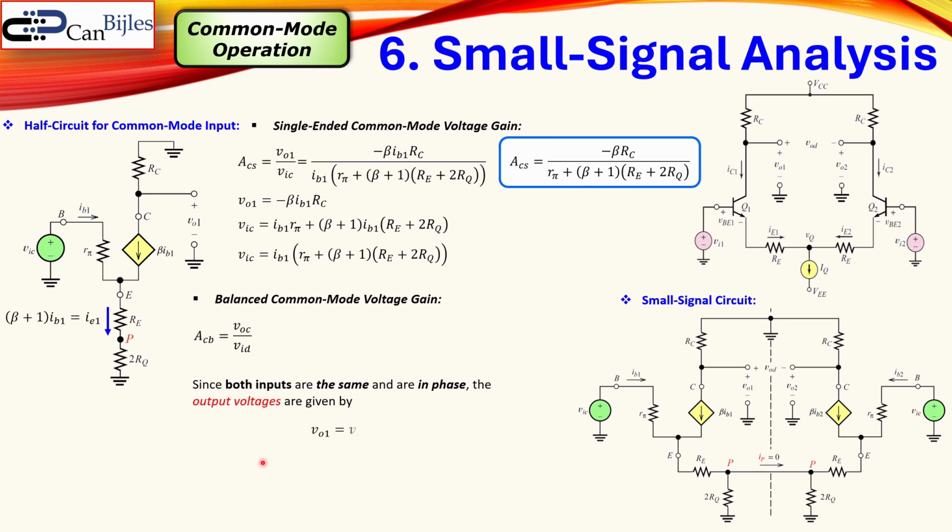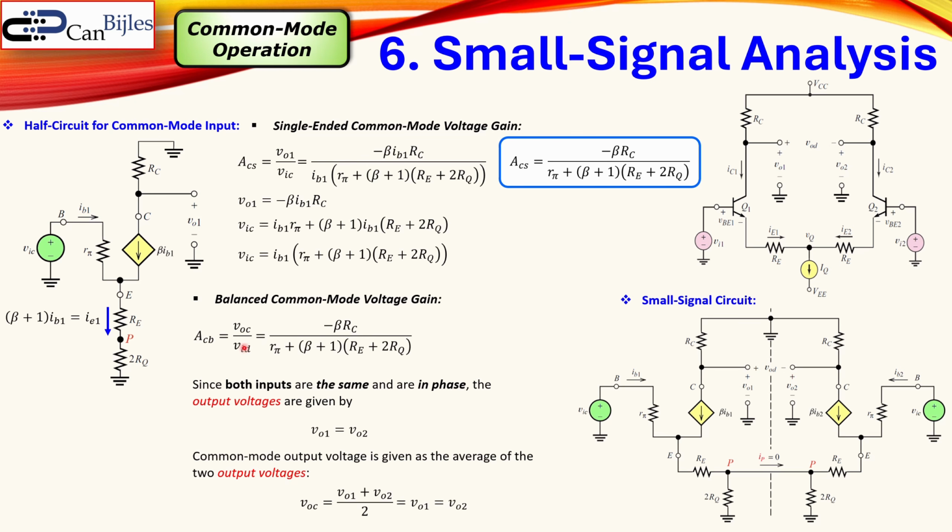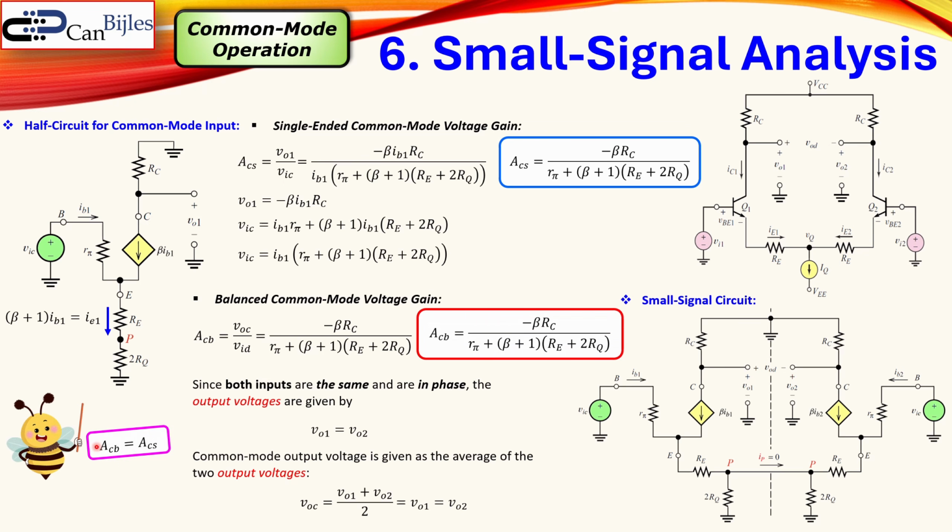So we can say again VO1 is equal to VO2. That's also equal to the VOC, because that's the average. Now from there we can say that the expression we have now is exactly the same as before. So the single-ended common mode voltage gain is exactly the same as the balanced common mode voltage gain. So we have the expression also given. So again, ACB is equal to ACS.